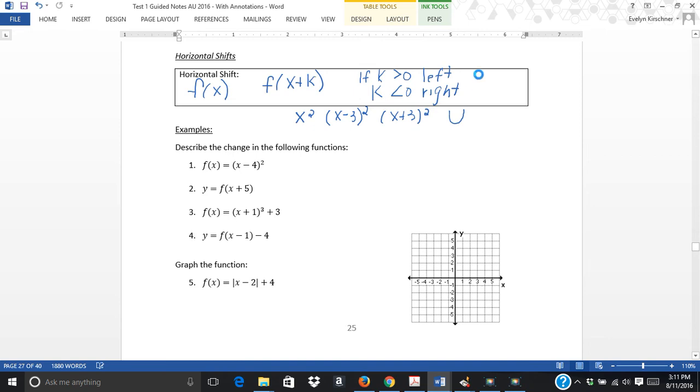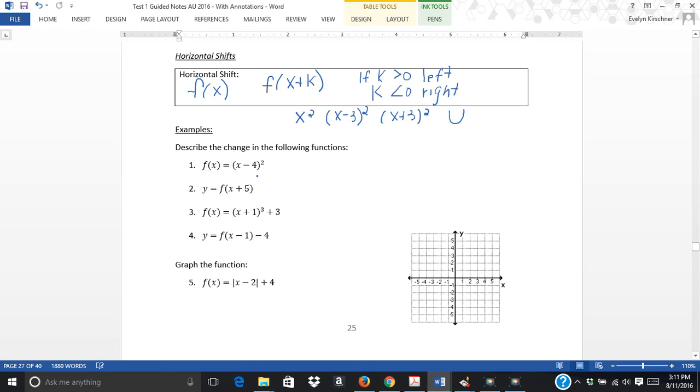So it's counterintuitive, it's the opposite. When I added for vertical, I moved up when it was positive and down when it was negative, and horizontal, I move left when it's positive and right when it's negative, which seems a little counterintuitive.